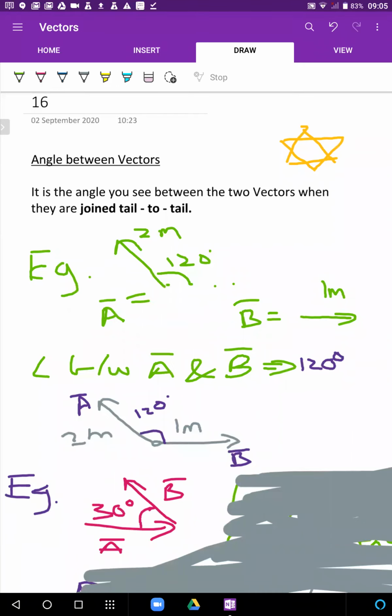अब मैंने एक example दिया है. जैसे मान लो मेरे पास ये vector है a बार और ये vector है b बार. ठीक है, मुझे इनके बीच में angle निकालना है. Now remember, you have to join them. So how do you join vectors?